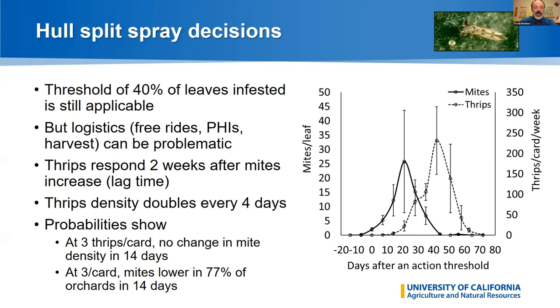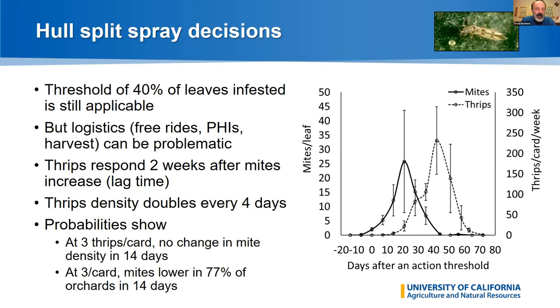Now, hull split spray decisions. Hull split's a little more complicated because what we see down our way in the Southern Valley is we're typically not at a treatment threshold during the first hull split spray, almost never. Our growers typically put on a second hull split spray about 2 weeks later. And at that point, sometimes you're at a threshold, but again, you're still typically not at a threshold. But that second opportunity for a hull split spray, that's your last chance to get in. Now, you know, obviously you can't treat after that. It's just logistically not possible.